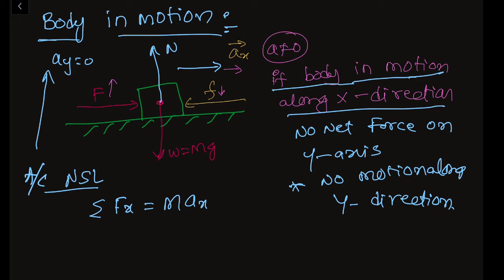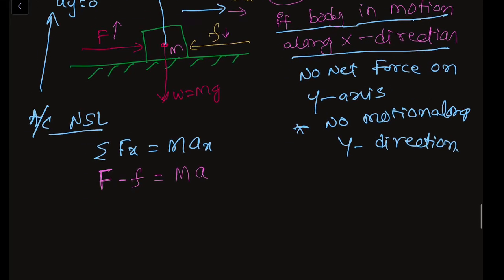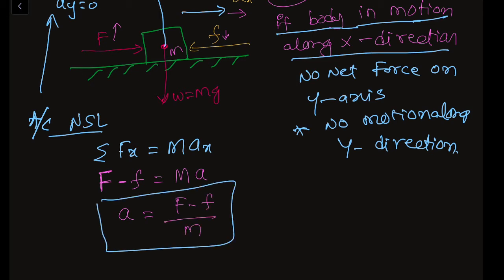So now we have to write F minus small f is equal to mass of the body into acceleration. Now in this case, what is the acceleration? Acceleration is equal to F minus small f by m. Got it, children? Yes, children.